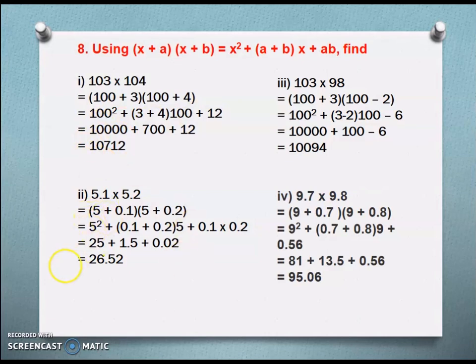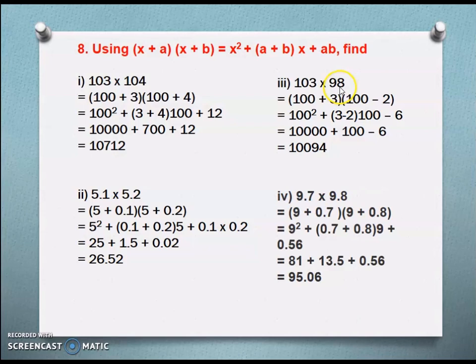Same way 5.1 into 5.2, this can be written as 5 plus 0.1 into 5 plus 0.2. In this, the first number has to be same, the second one can be different. So then again, when you expand it using the identity, you will get the final answer as 26.52.